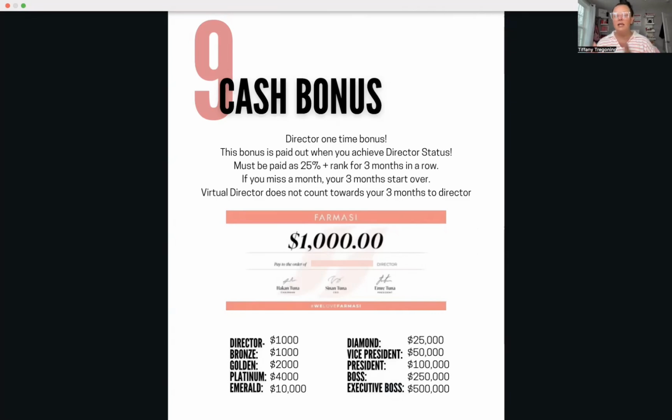If you get to month three and you don't hit it, then your 3 months is going to start over, and you've got to hit 3 months in a row to be ranked up to that director status. When you do that, the first one for actual director is a $1,000 cash bonus. This is paid one time on your bonus check when you hit director. Then they will send you this big check that you can put on the wall and show off.